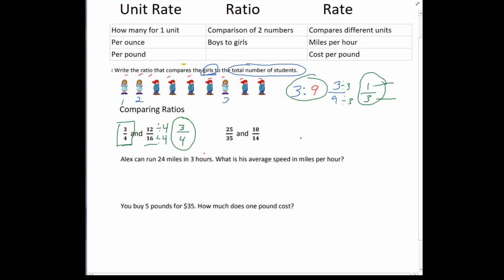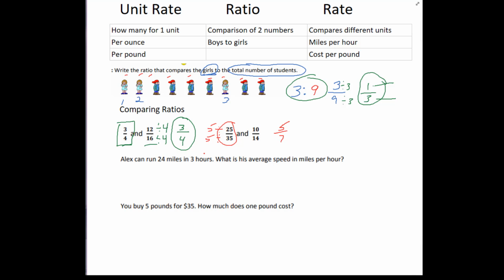Let's do this again. We have 25 over 35. 25 and 35 can be divided by 5. So let's do this. I'm kind of doing it backwards, but just so you can see it. 25 divided by 5 is 5, and 35 divided by 5 is 7. So that gives us 5/7 for this one.